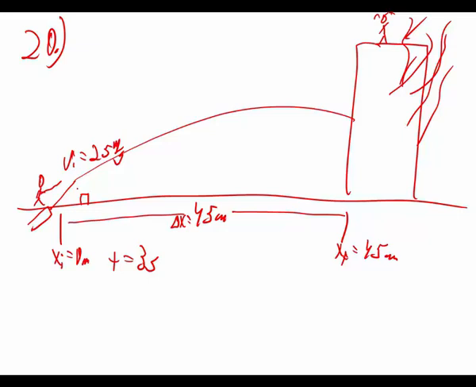Find alpha. Okay, so we got to find alpha, don't we? Can we find alpha? It should be pretty easy, shouldn't it? Because we know what? We know the time. We know change in X. We know initial velocity.